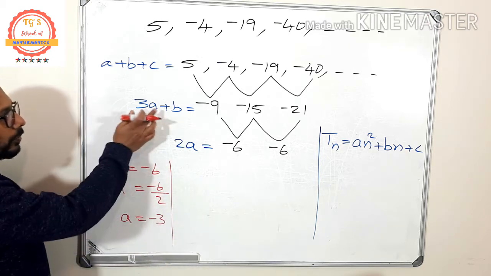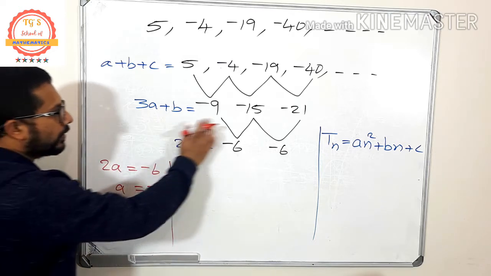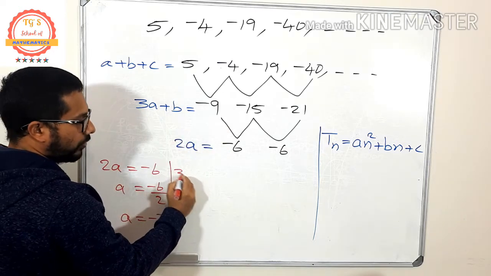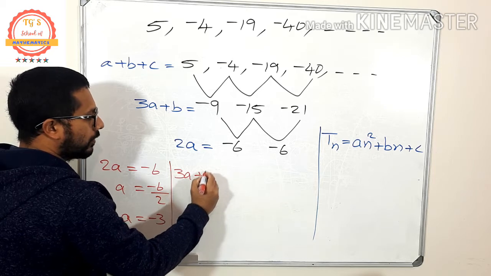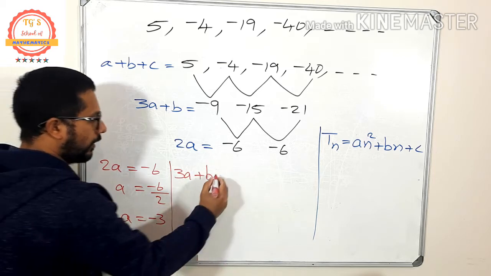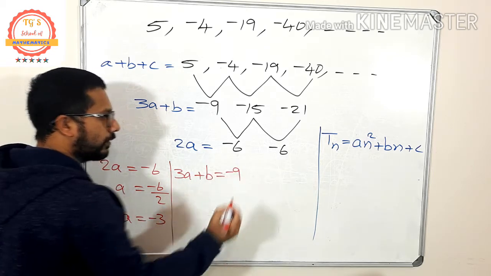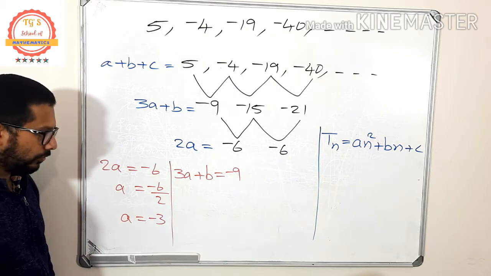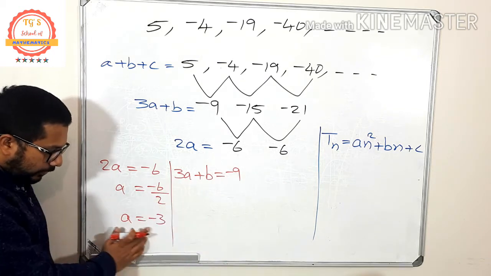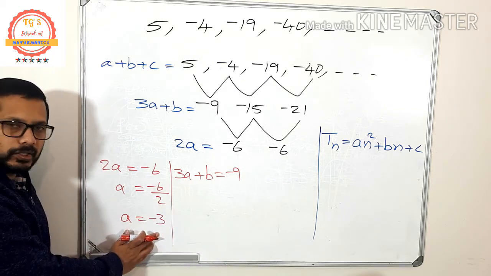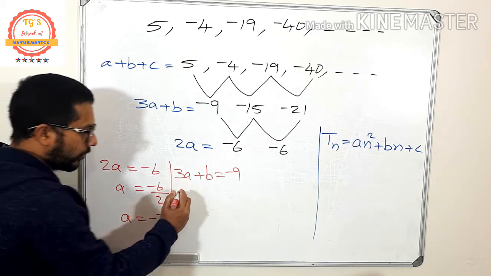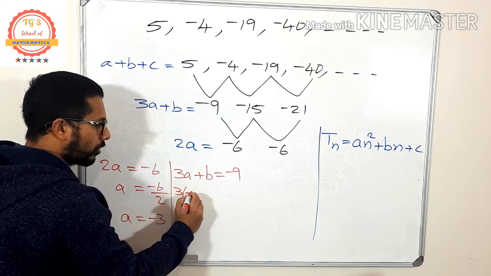Now we are going to substitute that here. What is this equation? 3a plus b is equal to minus 9. That is the equation. What is the value of a here? A is minus 3. So 3 into minus 3. Okay, let me write one more step.